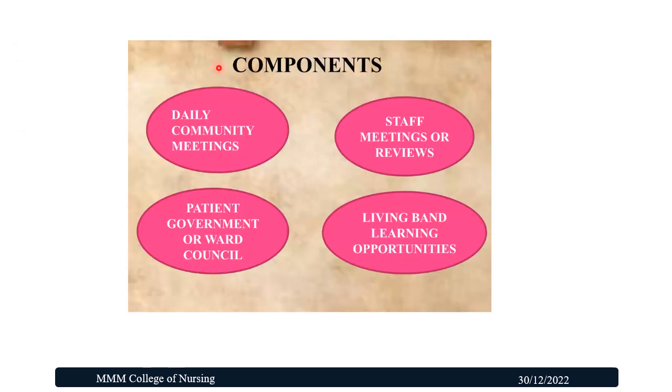Let's discuss the components of milieu therapy. Daily community meetings, patient government or ward council, staff meetings or reviews, and living and learning opportunities.